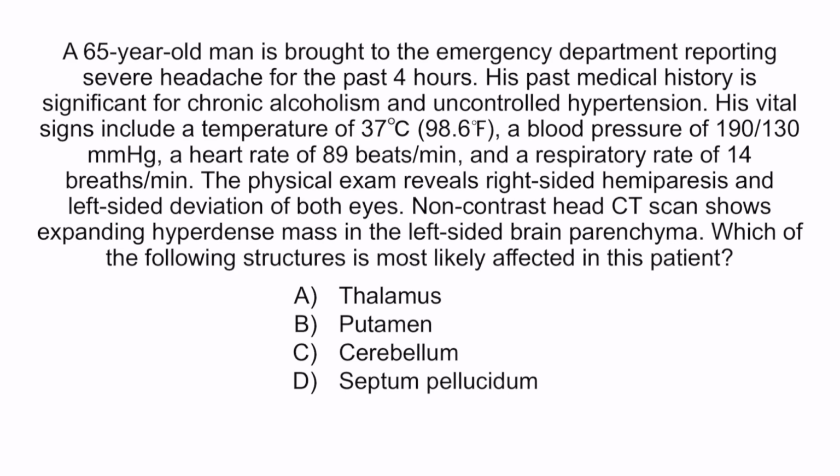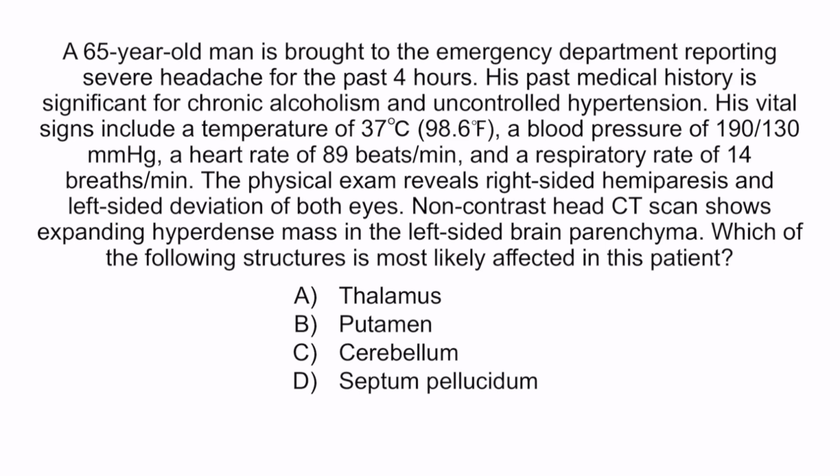A 65-year-old man is brought to the emergency department reporting severe headache for 4 hours. Past medical history is significant for chronic alcoholism and uncontrolled hypertension. His vital signs include a temperature of 37 degrees Celsius, a blood pressure of 190/130, a heart rate of 89, and respiratory rate of 14. Physical exam reveals right-sided hemiparesis and left-sided deviation of both eyes. Non-contrast head CT scan shows expanding hyperdense mass in the left-sided brain parenchyma.